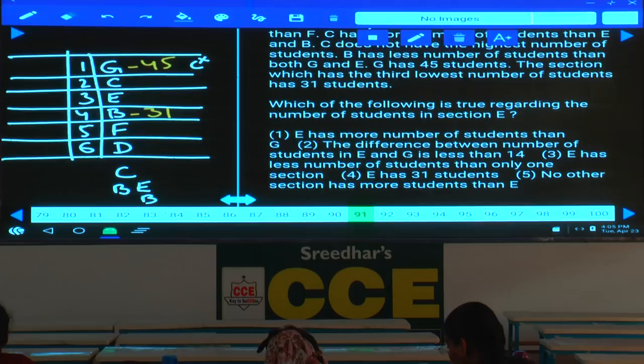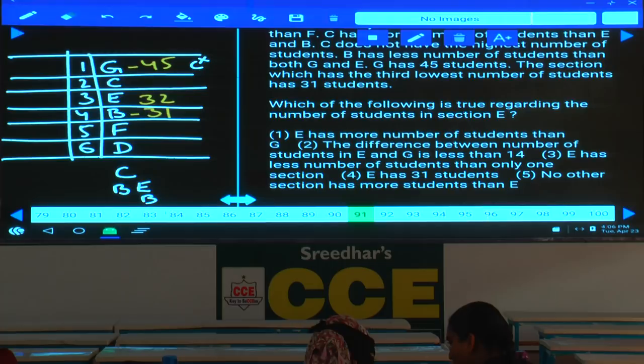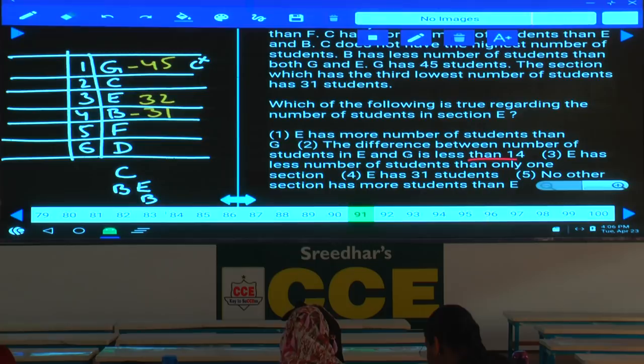Why? Because the number of E is not given. If there is 43 in between, there is a possibility that C will be 44, isn't it? Then 43, 44, 45, the difference between E and G is less than 14, definitely true or not? Less than 14 is true. Now, what could be the minimum possibility we can have? As it is 31, the next one must be 32. This is the least possibility we can have for E. Then between B, G and E, tell me what is the difference here? It is 13. Hence, the difference between E and G is less than 14 always. It is always true.